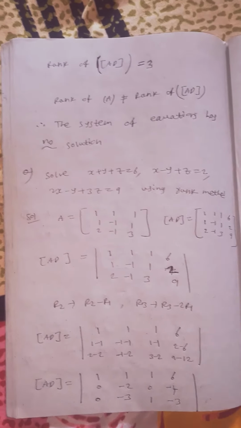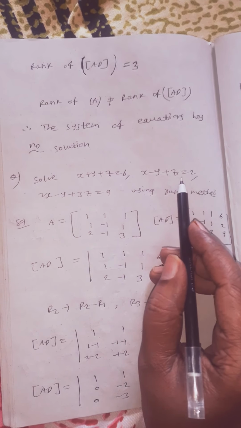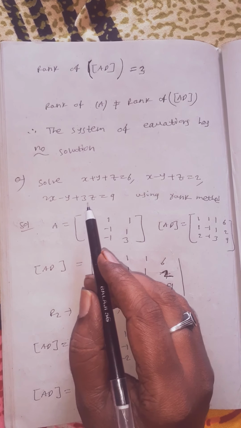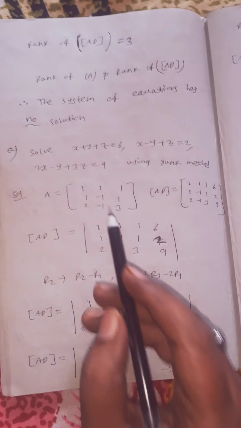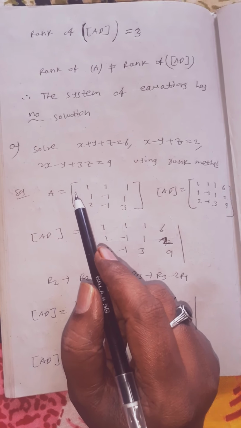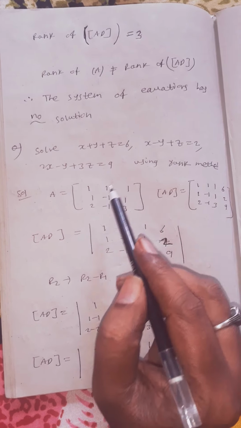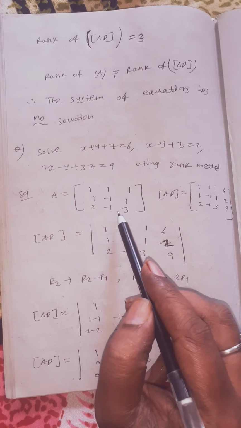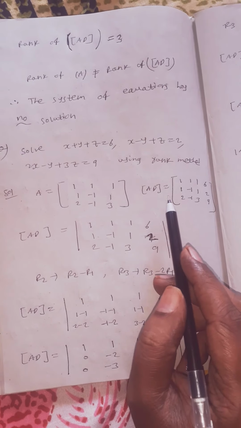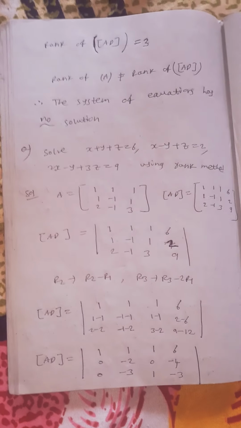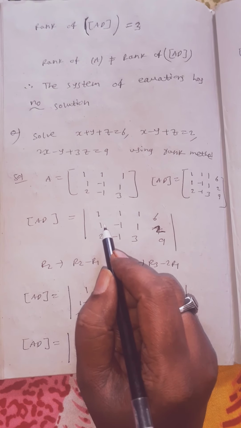Next question. Solve x plus y plus z equal to 6, x minus y plus z equal to 2, 2x minus y plus 3z equal to 9 using the rank method. So here I have written A as the coefficient matrix: x is 1, y is 1, z is 1; next x is 1, y is -1, z is 1; next x is 2, y is -1, z is 3. AD is equal to this one. So determinant of AD, the same upper triangular matrix. So what is our concept?